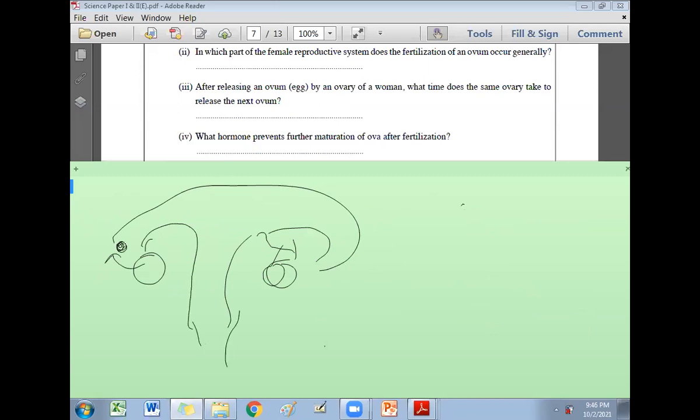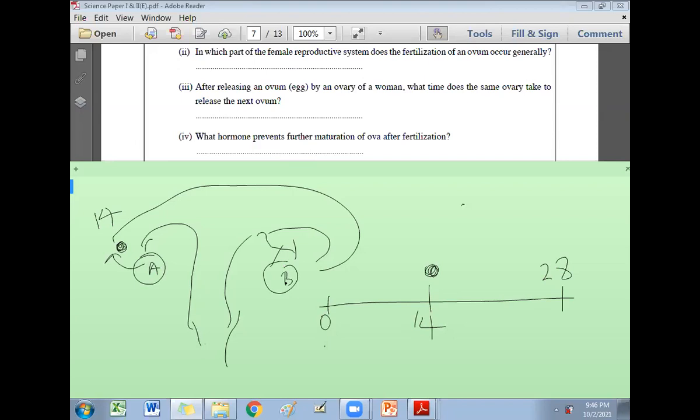So after releasing the egg from the same ovary, the first egg is released on the 14th day. Then from this side, the egg is released after how many days? Okay, I'll draw a line like this: 0, 14, 28. Now here I put capital A, and on this side I put B.